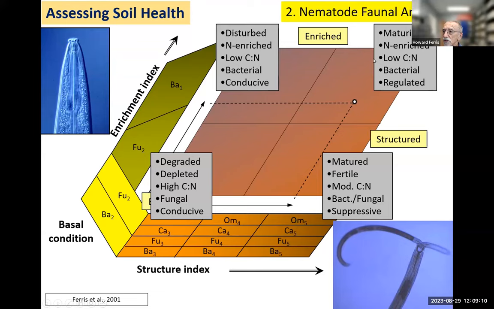And so although it's still enriched, because we've got a lot of these enrichment indicators, the populations of opportunistic species, say the plant feeding nematodes, will be regulated because we have more predators in the system. If it was down here, we'd say, yeah, there are still more predators in the system. The soil may in fact be suppressive to opportunistic species. The soil is still fertile, but the carbon to nitrogen ratio is a little higher.